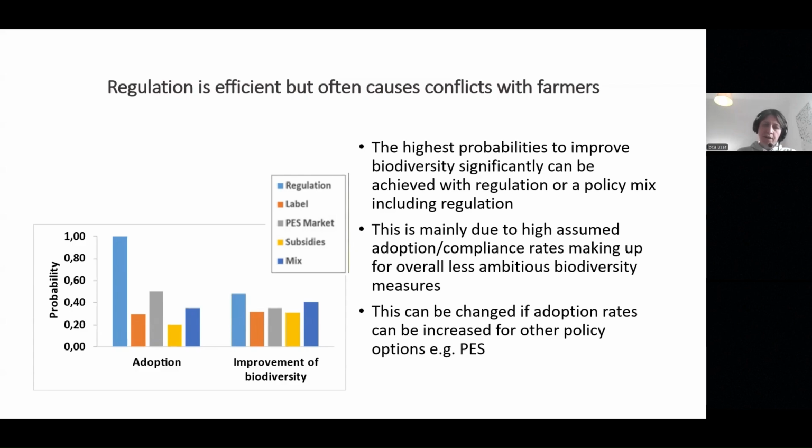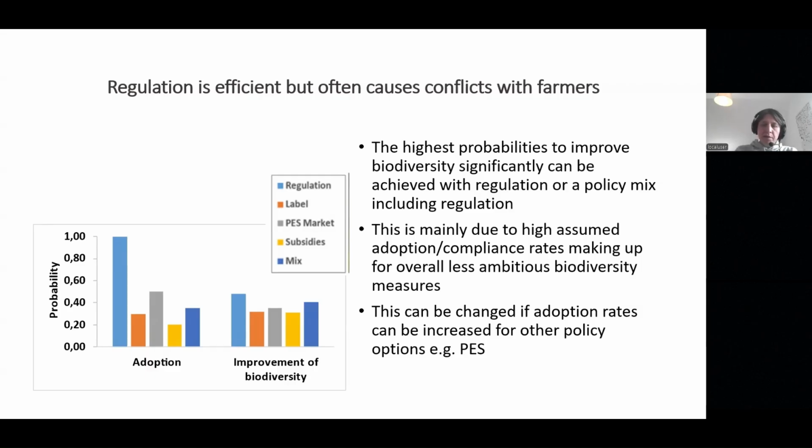However, if we would find a way to bring adoption up for the other policy options, then this could actually also improve biodiversity outcomes, because as you all know, regulations are often difficult to implement. There's a lot of resistance among the farmers, and it also often takes a while.